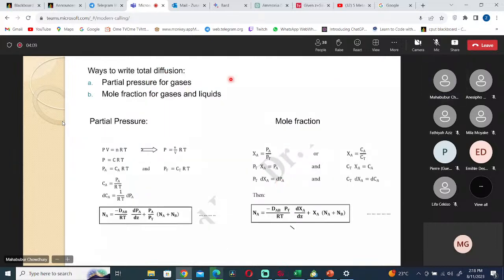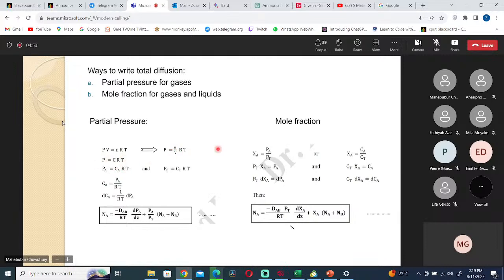Now, you can write total diffusion in many ways, right? You can write it in terms of mass fraction, and you can also write it in terms of partial pressures. So how do you write it for partial pressures? The first thing, you say PV equals nRT. This is the ideal gas law. We all know that, right? And we can rewrite this any way we want. So we can rewrite P equals the number of moles over volume times RT, and we can replace n over V by C. So you can say P equals CRT.